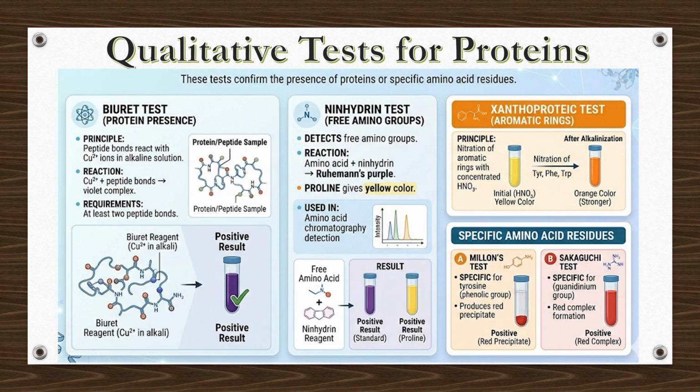Tryptophan can be identified by the Hopkins-Cole test, which produces a purple ring at the interface of the solution, where glyoxylic acid reacts with the indole ring in sulfuric acid, or by the Ehrlich test, which is used to generate a purple color.